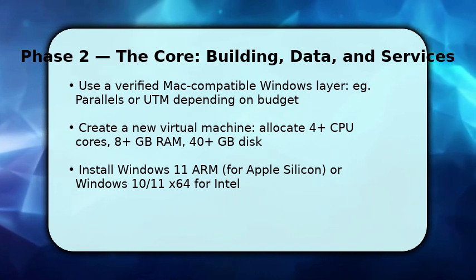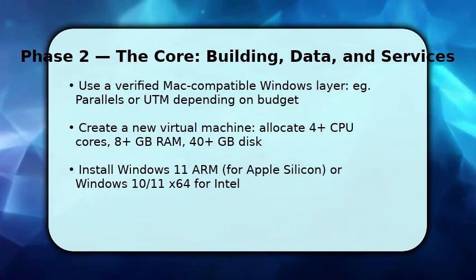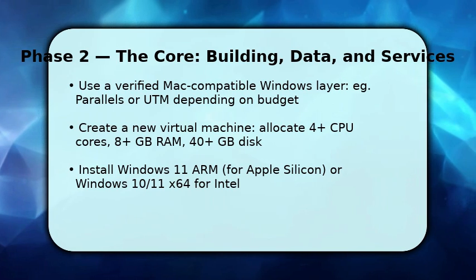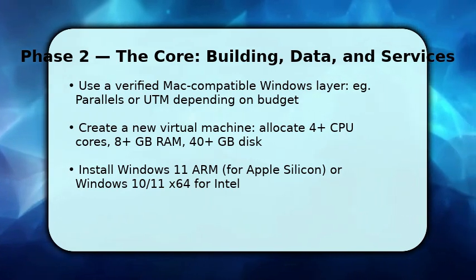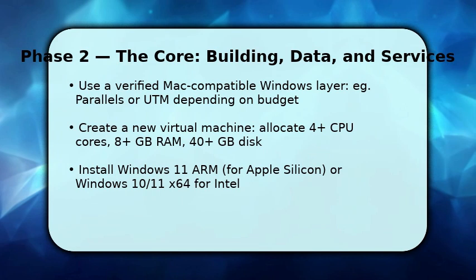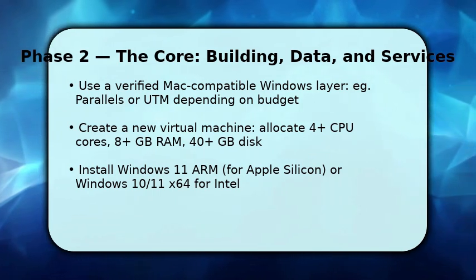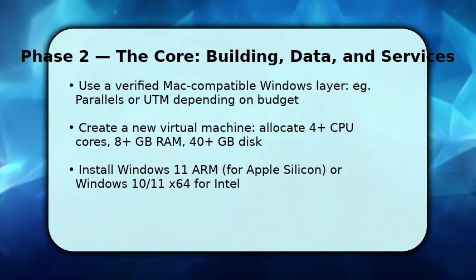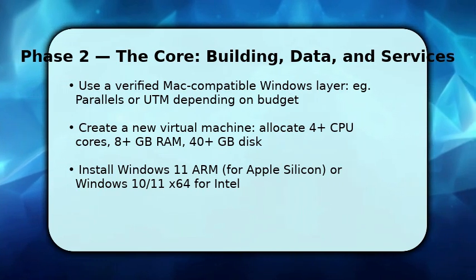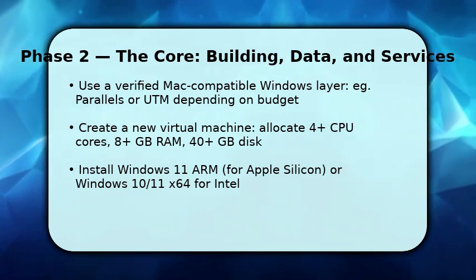Once the VM boots, install Windows 11 ARM on Apple Silicon or Windows x64 on Intel. Make sure Windows updates complete. Then install Guest Tools or Parallels Tools to enable graphics acceleration and shared folders before proceeding to the Xbox app.